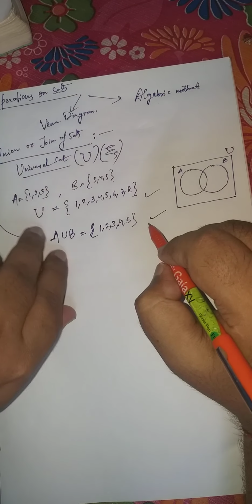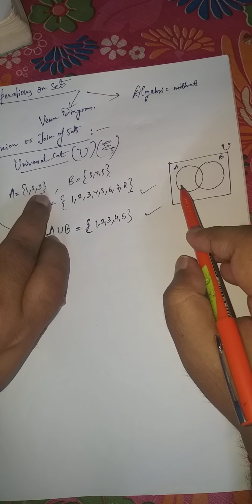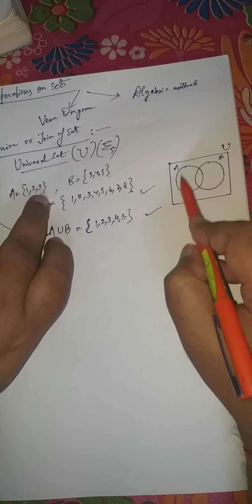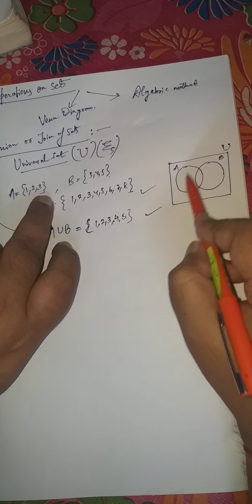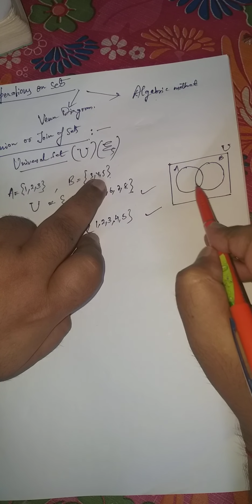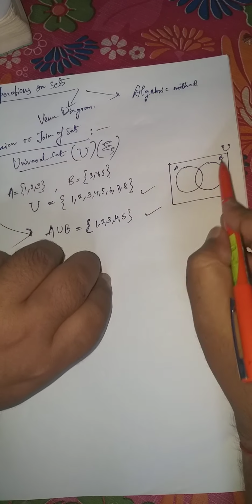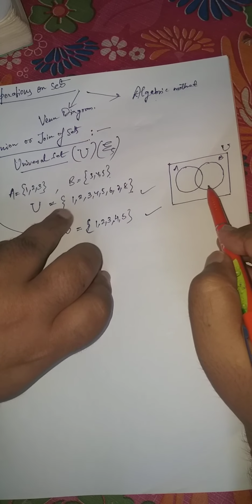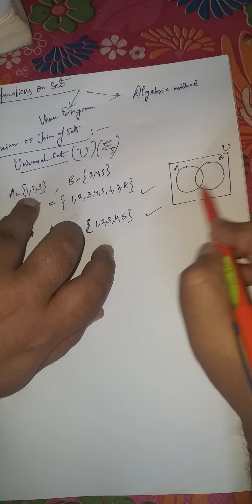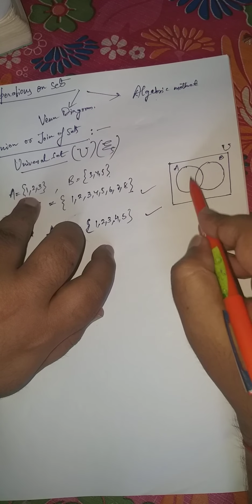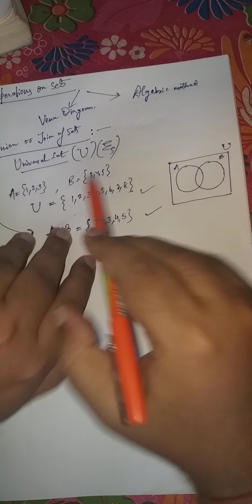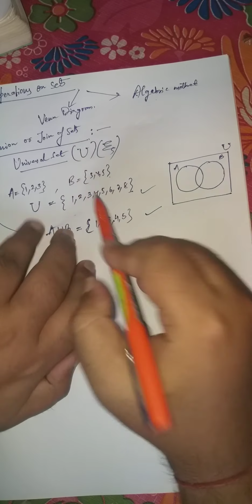So what are the elements here? Here the elements are 1, 2, 3. These three elements will belong to this region, and B is 3, 4, 5, so this region will define the elements 3, 4, 5, and the whole rectangle will represent 1, 2, 3, 4, 5, 6, 7, 8. One thing you can see: the central region is common to both A and B. Is there any element which is common to both A and B? Yes, 3.